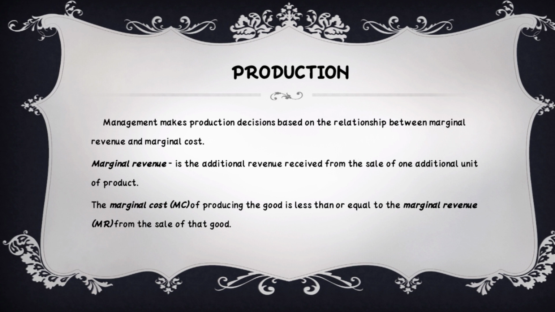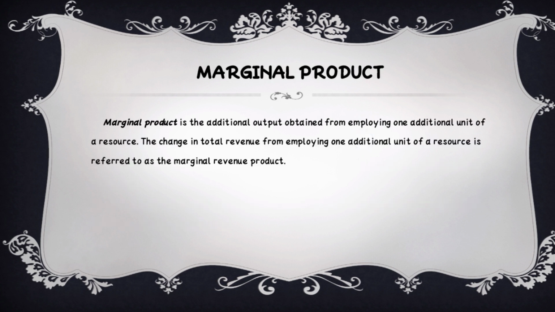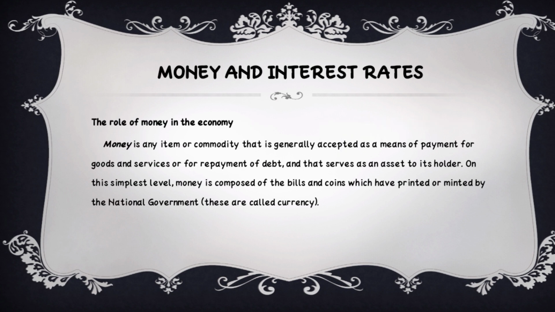In making decisions about employment of resources, management considers the marginal product of its input resource. The marginal product is the additional output obtained from employing one additional unit of a resource. The change in total revenue from employing one additional unit of a resource is referred to as the marginal revenue product. Next is money and interest rates, the role of money in the economy.